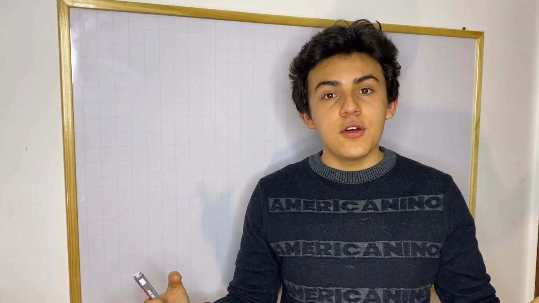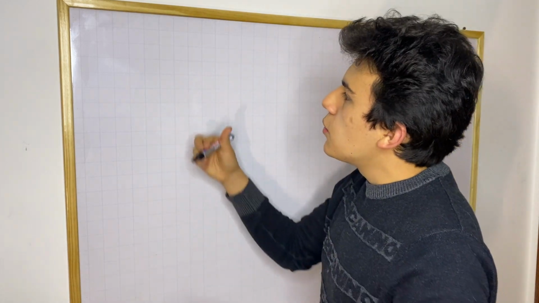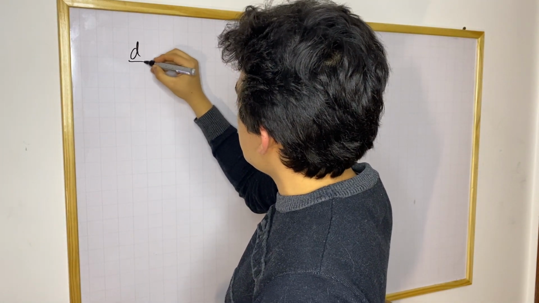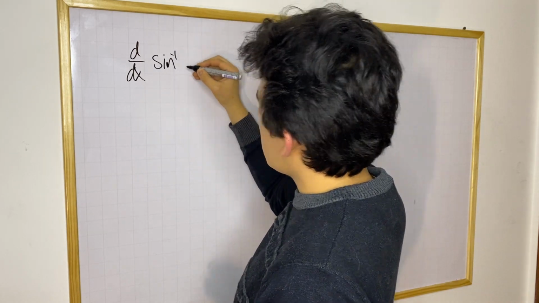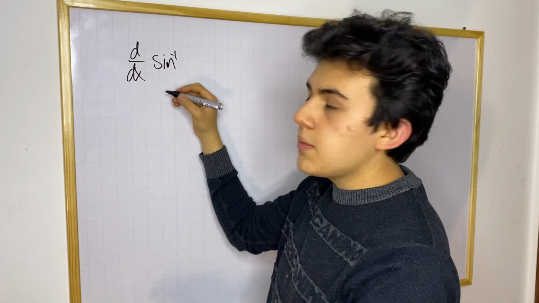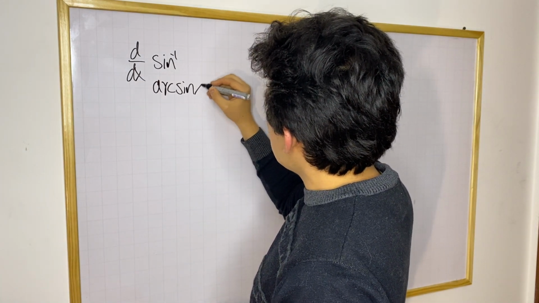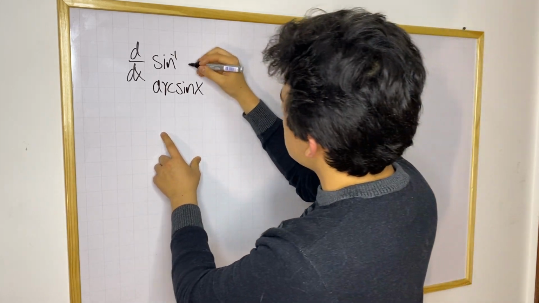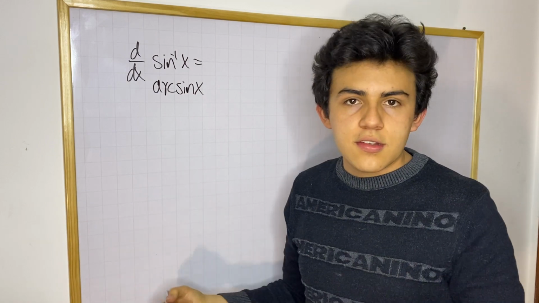Hey guys, what's up? So today I want to show you how you can compute the derivative of inverse sine using implicit differentiation, okay? So what we want to find is the following. We want to find d over dx of sine to the -1. This is also sometimes called arc sine, okay? Arc sine of x is the same as sine to the -1 of x, and you can call these inverse sine.